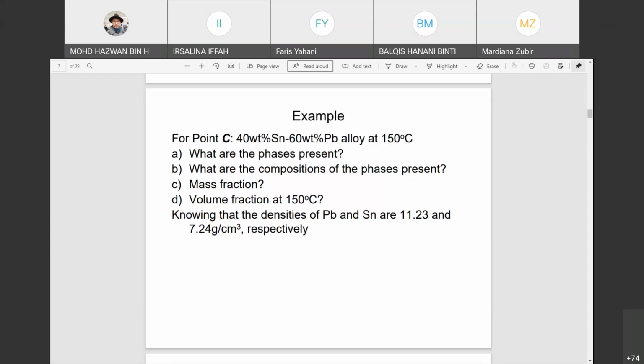Knowing that the density of lead and tin are 11.23 and 7.24 gram per centimeter cube respectively. If you know the formula for density, it means mass over volume. So when you want to calculate the volume, you have to know the mass and also the density. So we are going to talk about the density fraction and also the mass fraction. Then only you will get the volume fraction.